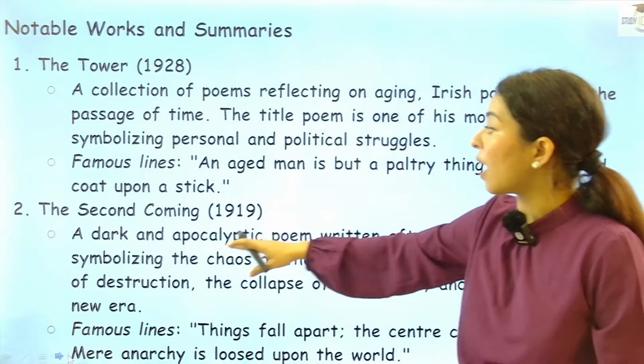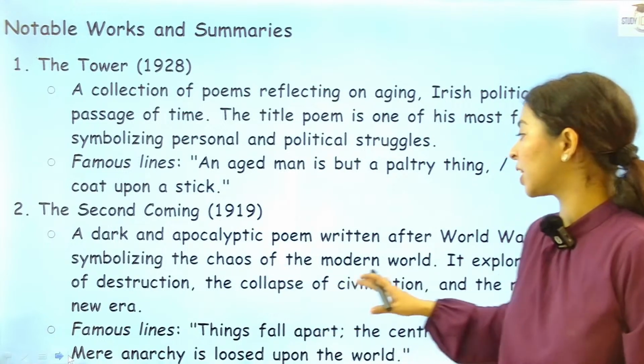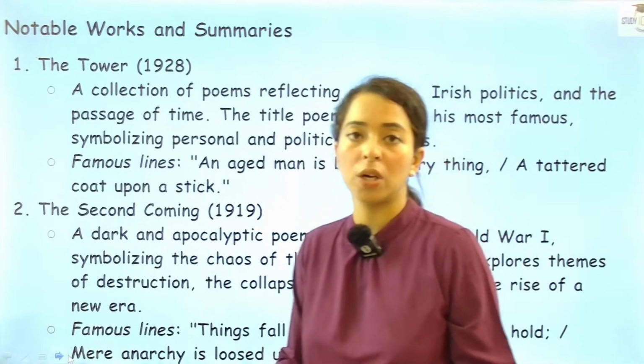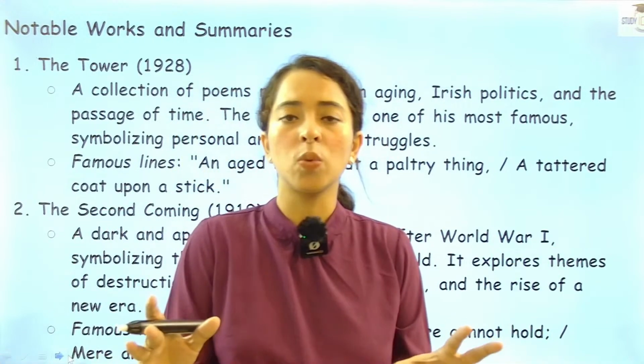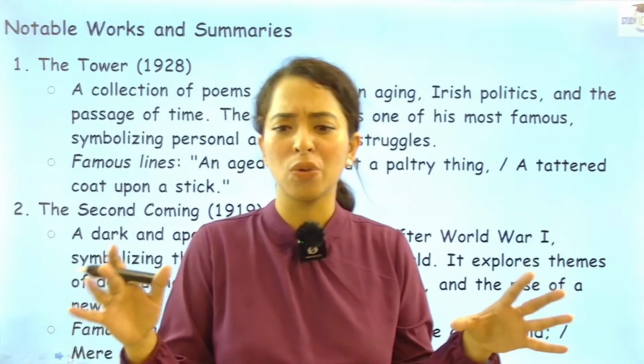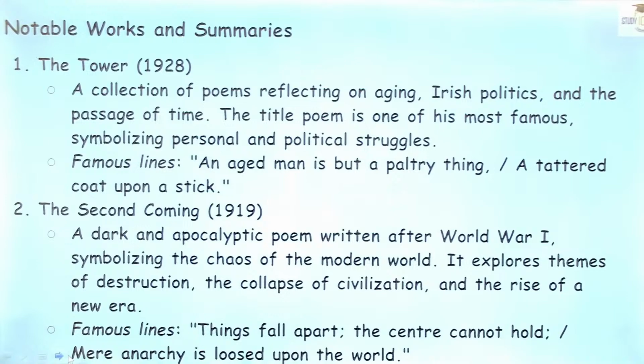1920, it's a dark and apocalyptic poem written after World War I, symbolizing the chaos of the modern world. Just like The Waste Land was written by T.S. Eliot, similarly The Second Coming is after World War I, completely dark and very, very disappointing. Okay, so that was the poem.